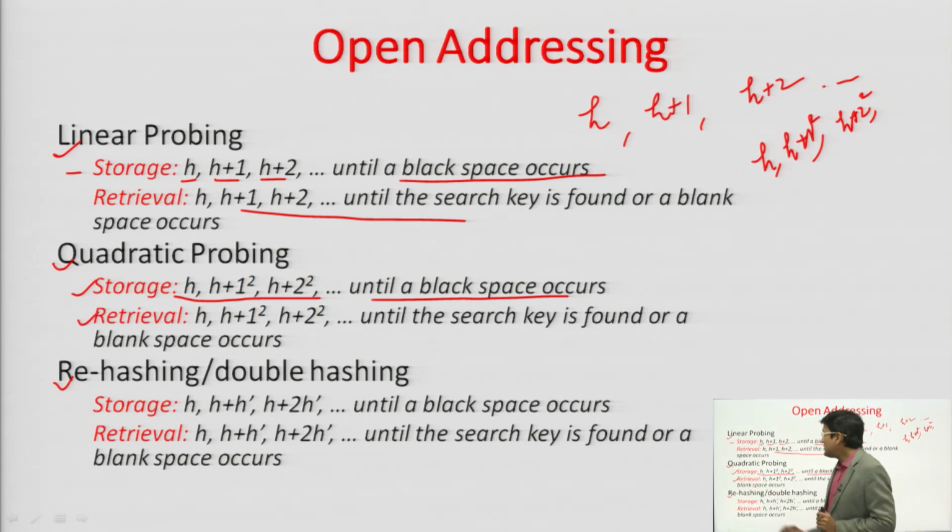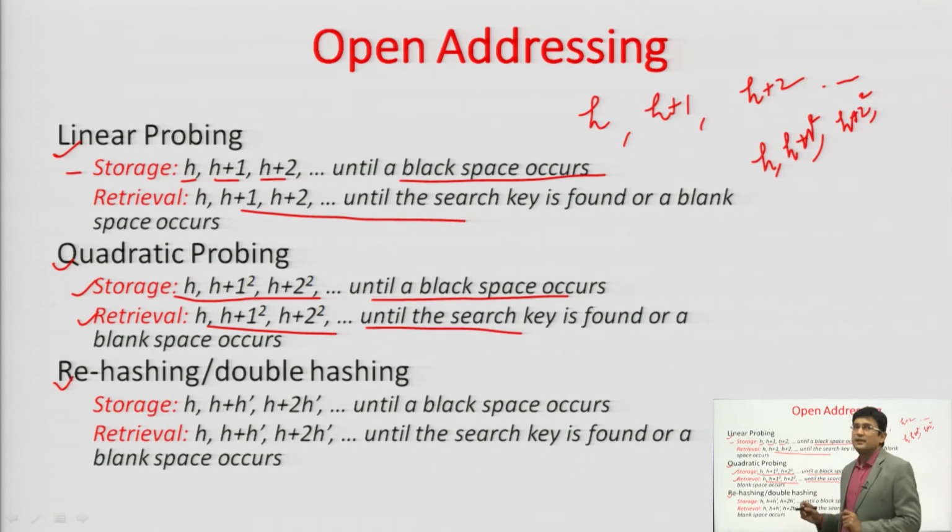But in the retrieval process, you look for these locations only: h, then h plus 1 square, then h plus 2 square, and the moment you find that your search key is there, you stop your operation there, and your search is successful. But if the blank space occurs, it means that your search key will never be found. Okay, your search key will not be found. So that is the retrieval method.